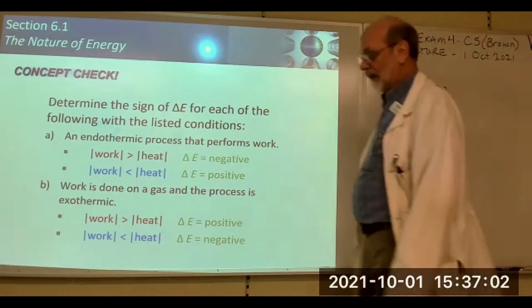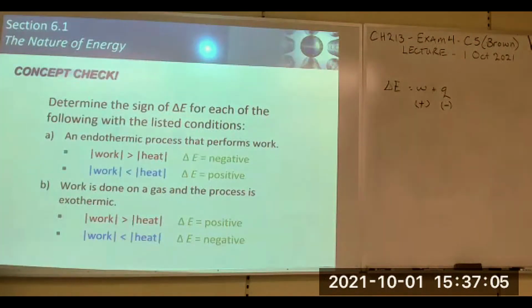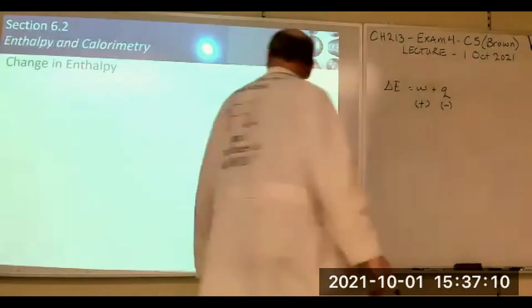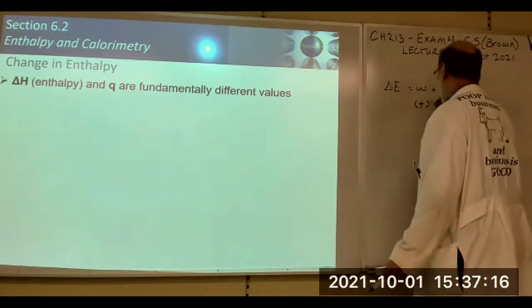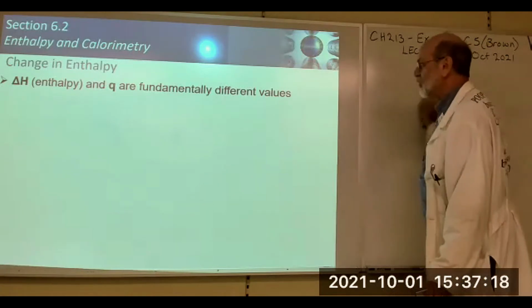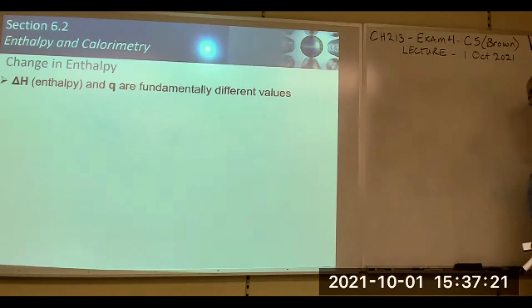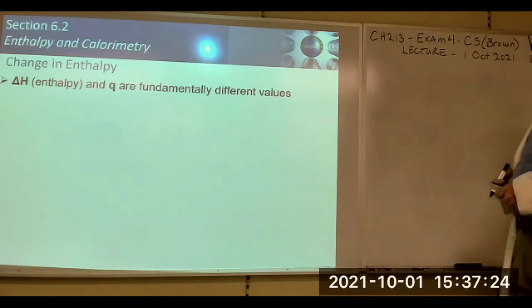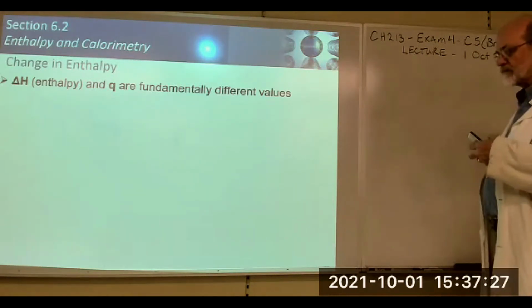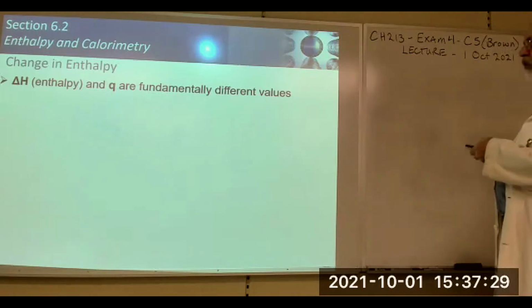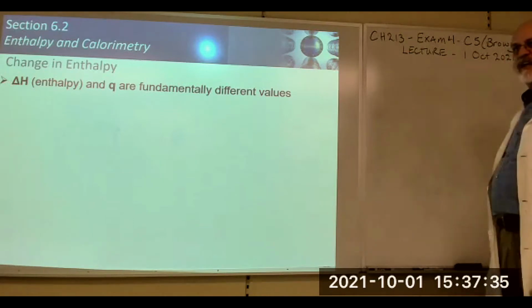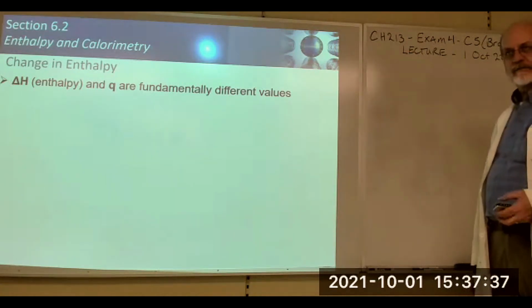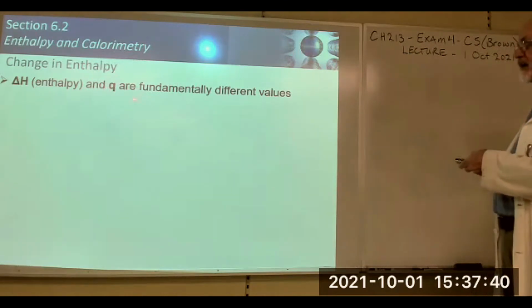Yeah, they can be tricky. The next one is when we talk about enthalpy. And we have to draw a distinction between Q and delta H. Delta H is a change in enthalpy. But think of enthalpy along the lines of potential. What is the potential heat from a reaction versus what actually transfers?